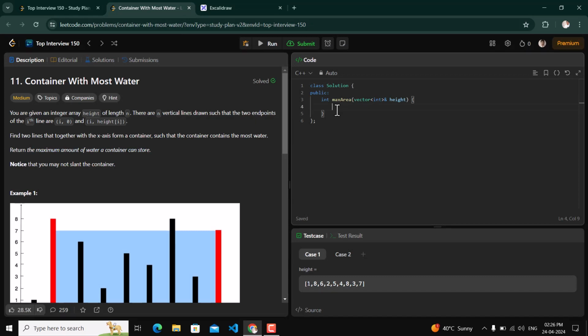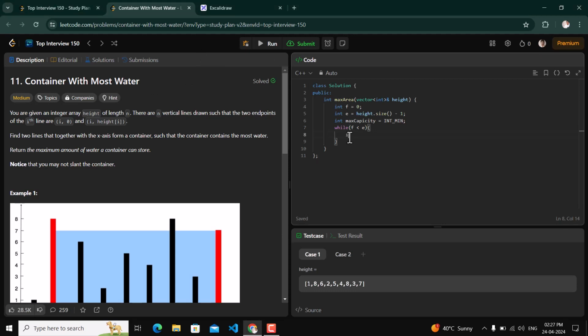So as discussed, we will have int front that will point to 0, and int end that will point to height size minus 1, as we are dealing with indexes. Okay, now we will have int maxCapacity equal to INT_MIN. We are taking int min. Now we will iterate while front is less than end.